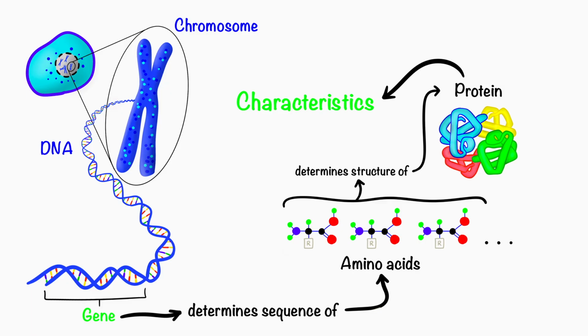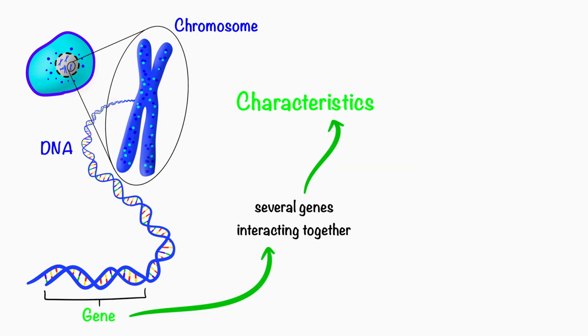Different genes control different characteristics. Some characteristics are controlled by a single gene, like mouse fur color and red-green color blindness in humans. However, most characteristics are controlled by several genes interacting together. This makes inheritance patterns more complex for traits like height and skin color.